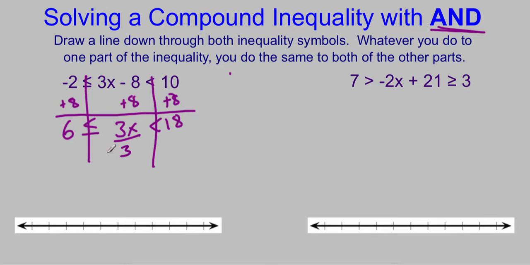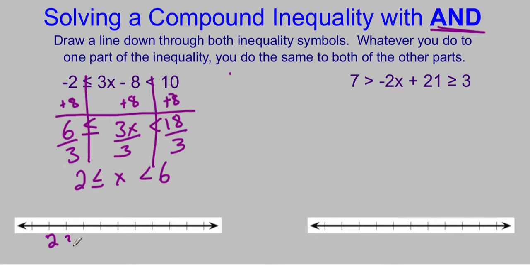Then we divide. And again, we do the same thing to all of them. And we get 2 is less than or equal to x is less than 6. So when we do our number line, we need to make sure we include both the number 2 and the number 6. So I'm going to start down here.